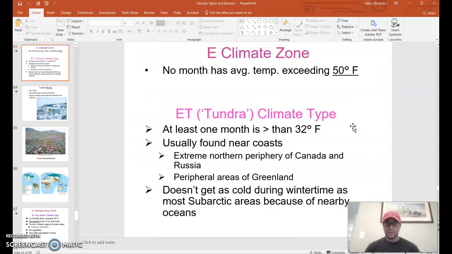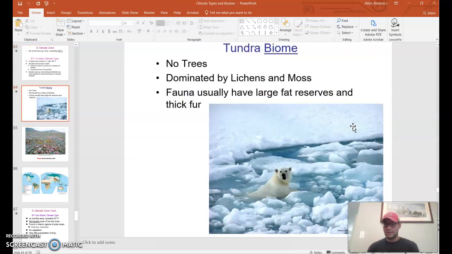Now, tundra climate type tends to be found in peripheral areas of the Arctic, okay? So we're looking at the periphery of Canada, the periphery of Russia, peripheral areas of Greenland, by which, even though it's as cold as it sounds, at least it's warm enough for a short period of time to support some vegetation. And so thus we will often have some wildlife. If you look at our megafauna, like polar bears here, and then the animals that they feed on, like a lot of the marine life, seals and all that, it's warm enough to support them.